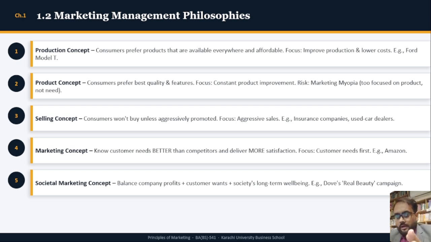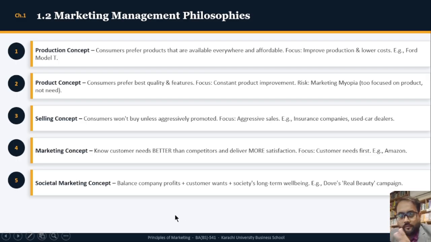Number four is the marketing concept. The marketing concept here is: know the customer's needs better than competitors and deliver more satisfaction. That means there are a lot of competitors in the market, but if you want to win the market, you need to know better than your competitors what a customer is looking for and what that customer's need is.